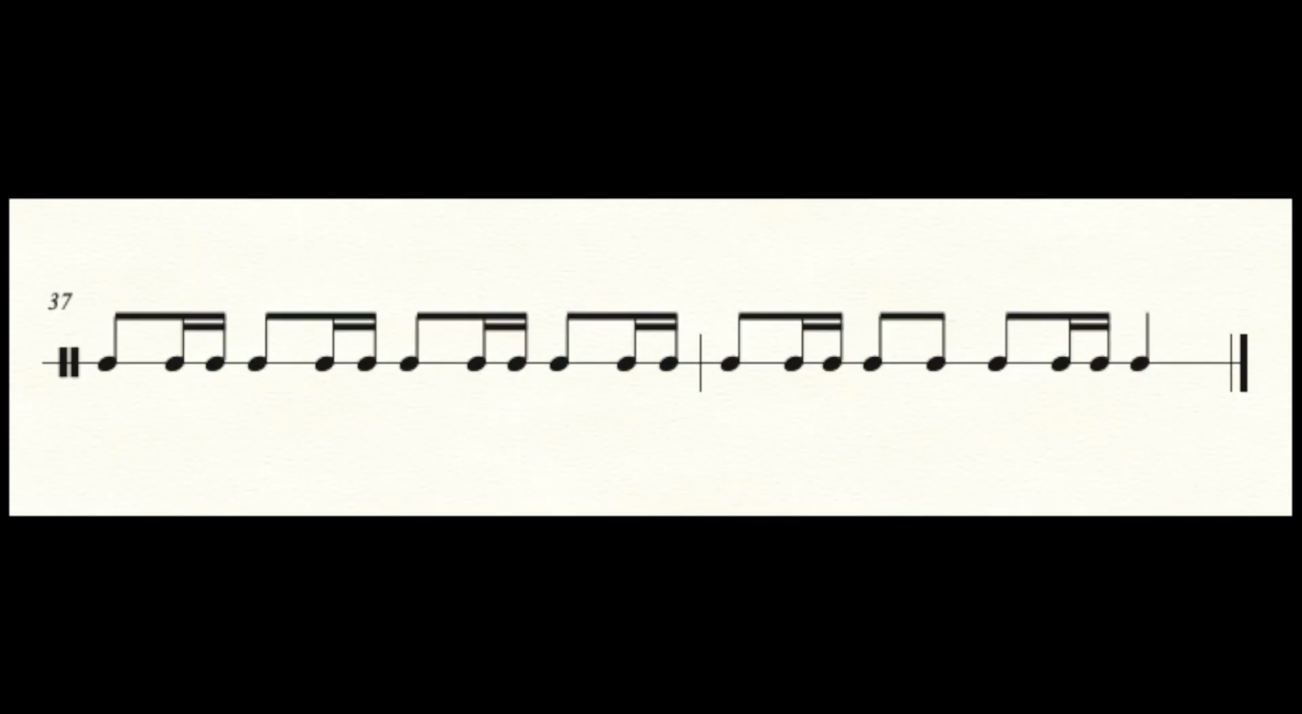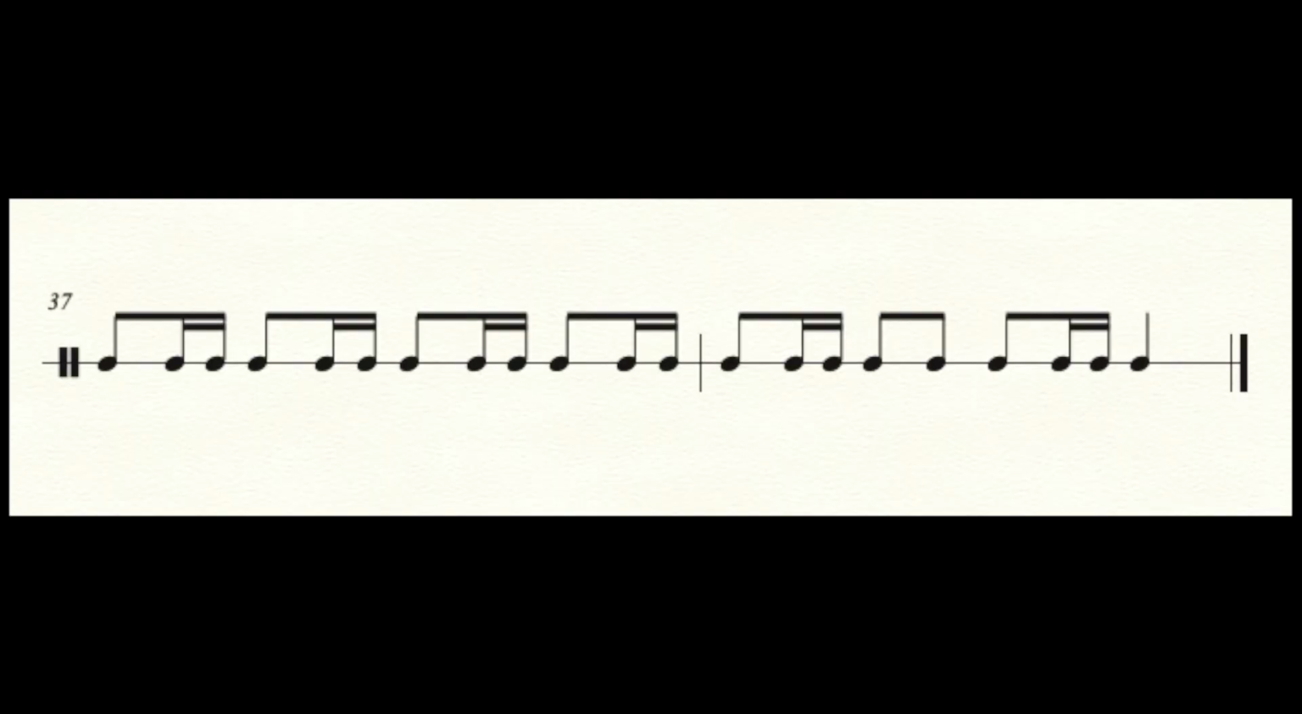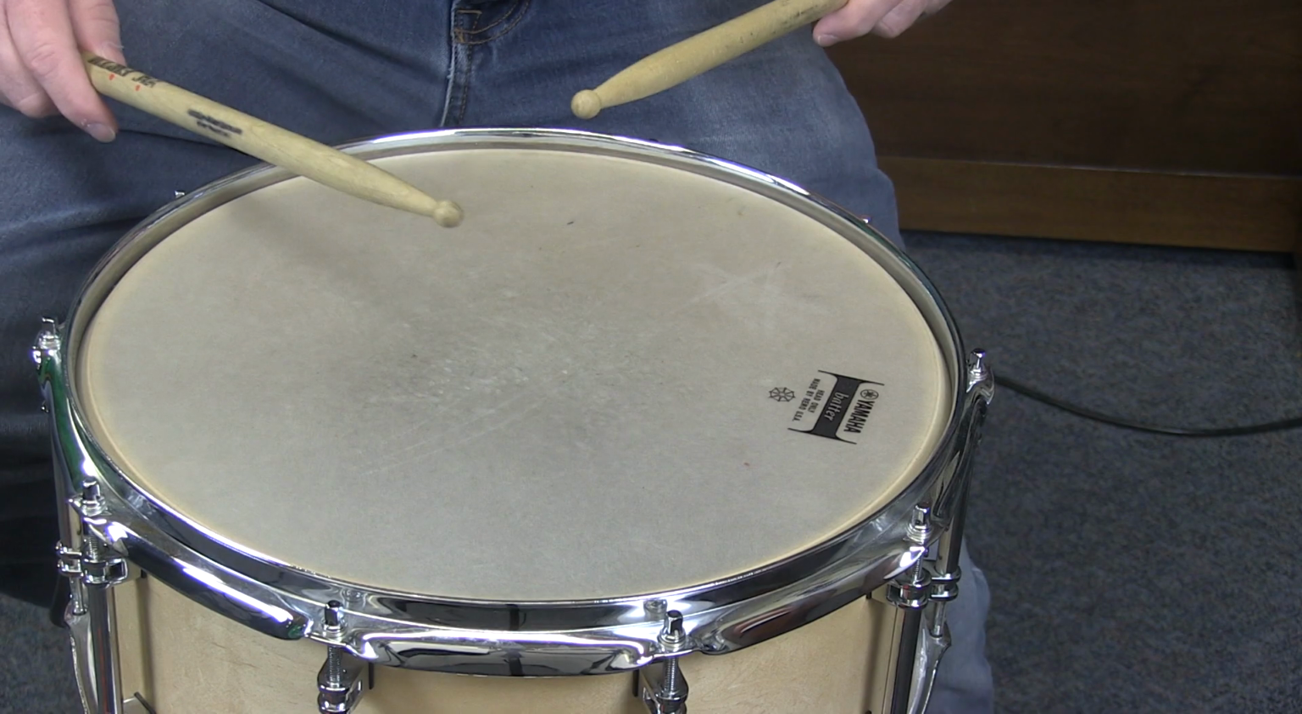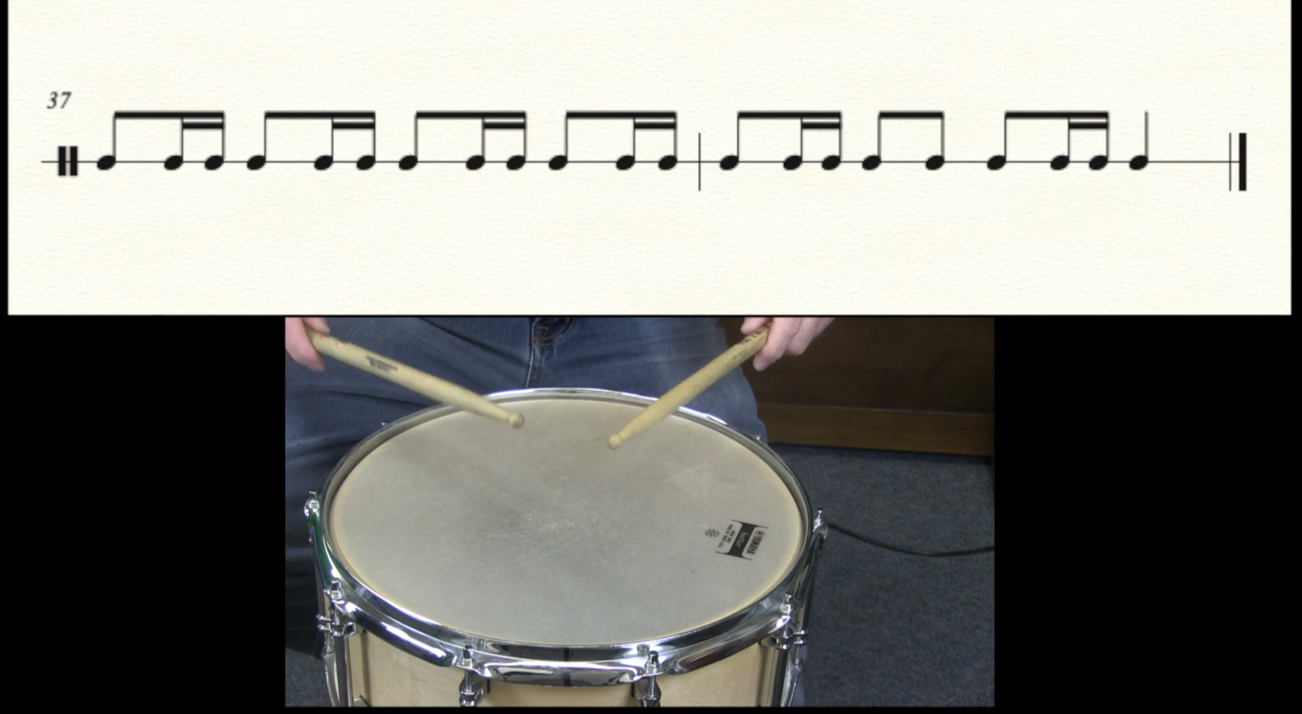1, 2, here I go. Ta ti ti ta ti ti ta ti ti ta ti ti ta ti ti ta ta ta ti ti 2. If I count that, it goes like this. 1, 2, 3, here we go. 1 and a 2 and a 3 and a 4 and a 1 and a 2 and 3 and a 4. 1, 2, ready, go.